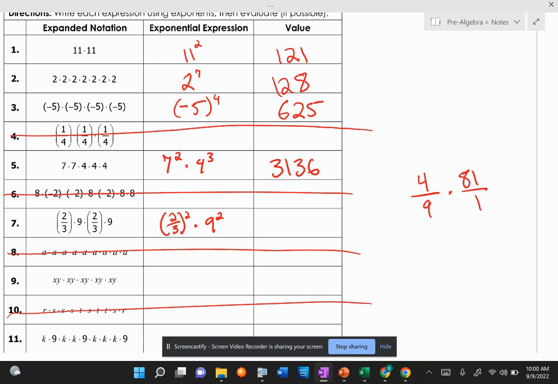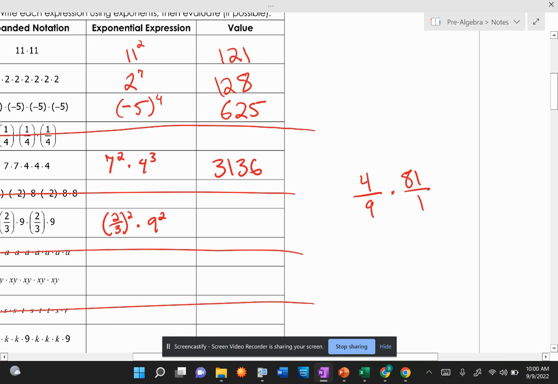So now to finish this problem, if you punch it all into the calculator, that's perfect. If you're trying to do it by hand, you do 4 times 81, which is 324. Okay. Over 9. What's 324 divided by 9?